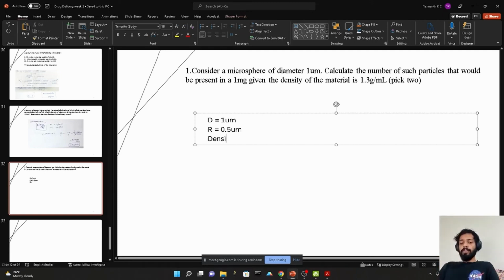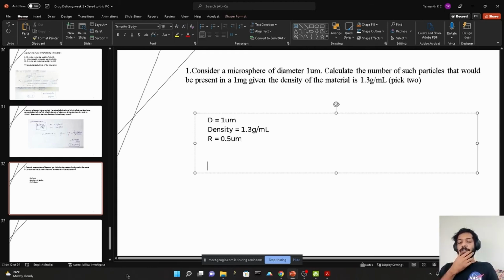The density is 1.3 gram per ml. Now we know the volume, right? How does volume relate to mass and density? m equals V times density. You have to calculate 4 by 3 pi r cube, the volume of one microsphere.